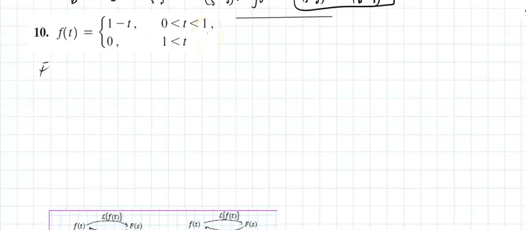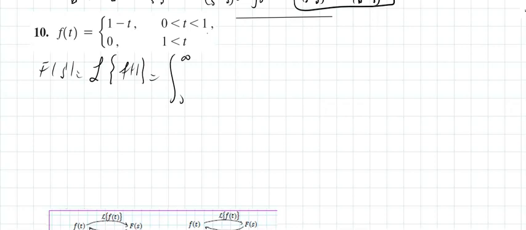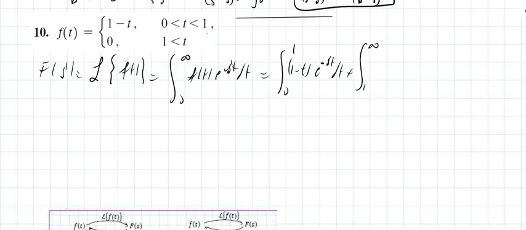well, if I want to find F of s, that would be the Laplace applied on f of t. That will be the integral from 0 to infinity of f of t e to the negative st dt. That is the integral from 0 to 1 of (1 minus t) e to the negative st dt, plus the integral from 1 to infinity of 0 times e to the negative st dt. Well, that's 0.